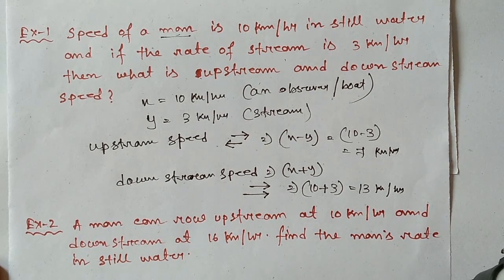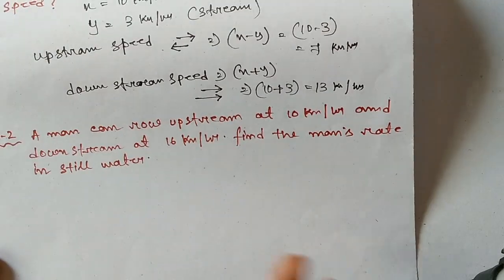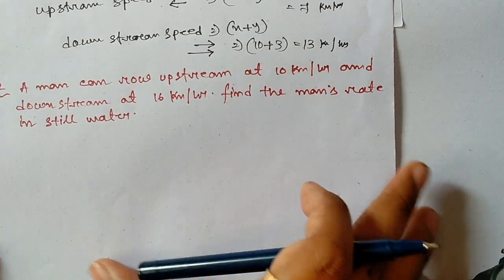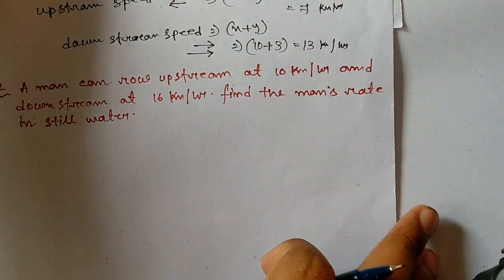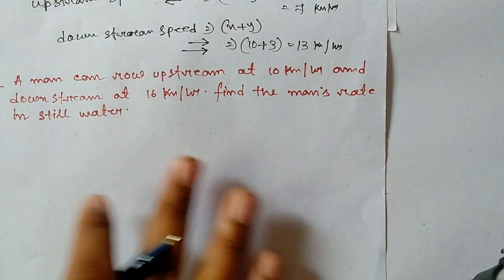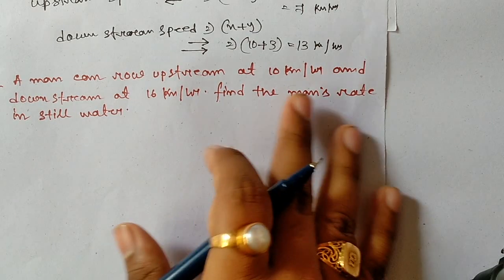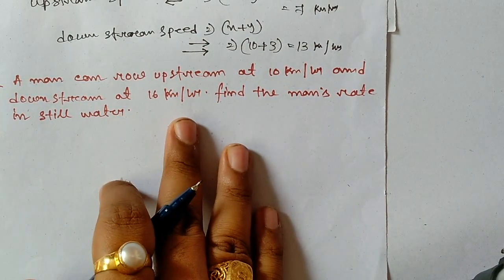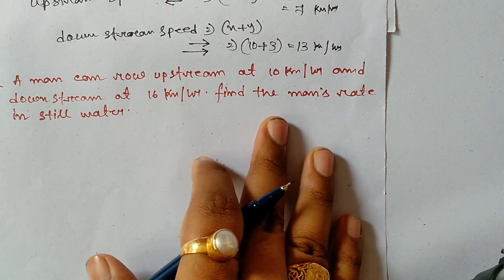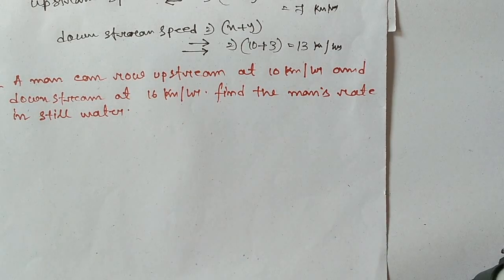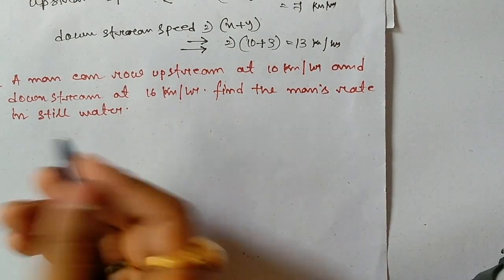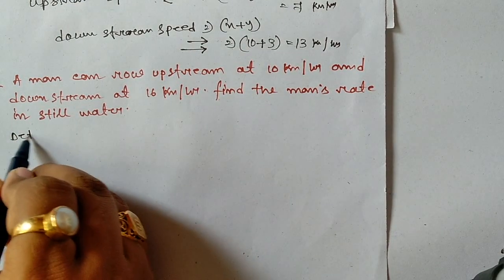Now move to our next problem. It says that a man can row upstream at 10 km per hour and downstream at 16 km per hour. Then find the man's rate in still water. Firstly, we have the detailed method.